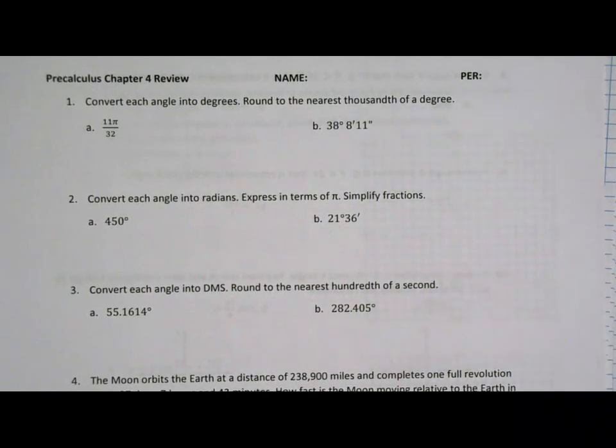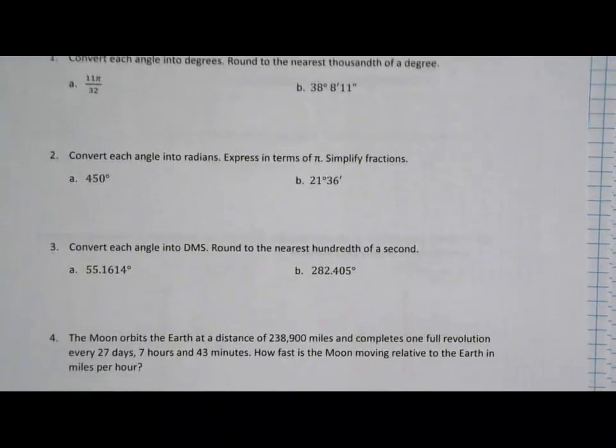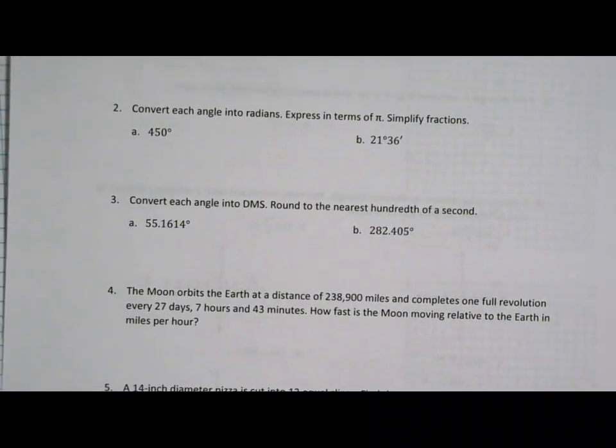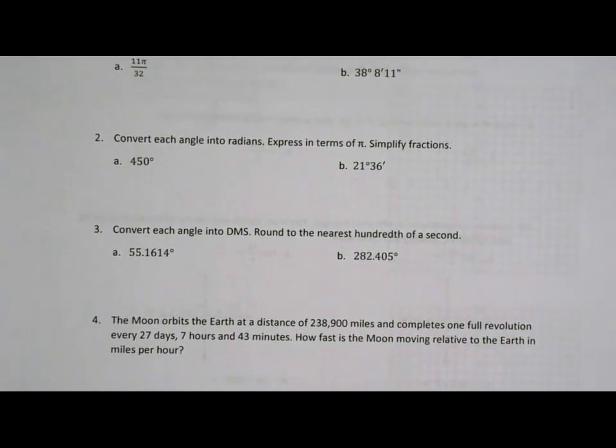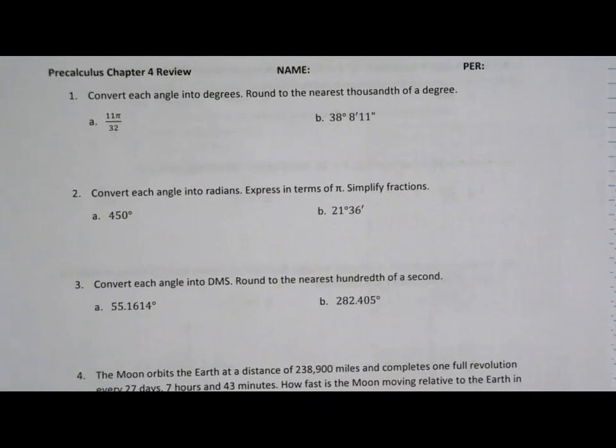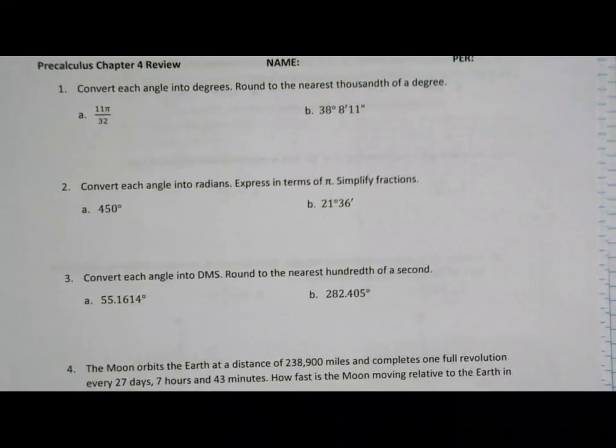Yeah, and we'll go over some samples of that probably tomorrow or Wednesday. Other questions about the review before we get into another little practice test? Anything we need to go over here? I'm going to make this review due on Wednesday. I want this done by Wednesday.